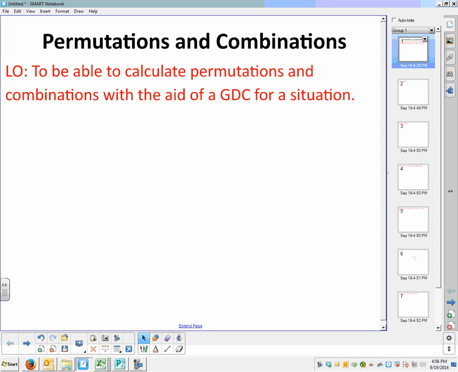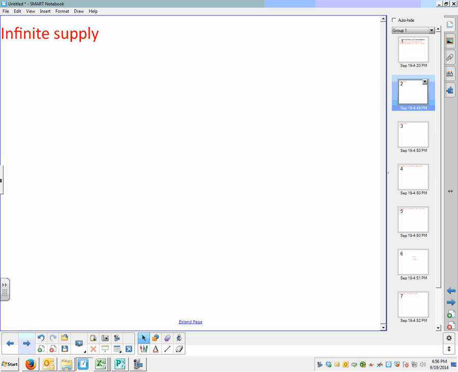And it's all about how to choose different numbers of objects in various different situations. So we'll start with the simplest situation, which is where we've got an infinite supply of something, or as many as we need. So let's say I'm going to make a 4-letter word using the letters A, B, C, and D. I've got as many of those as I want.